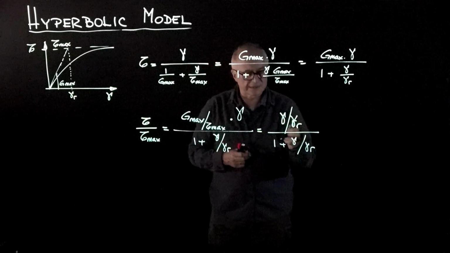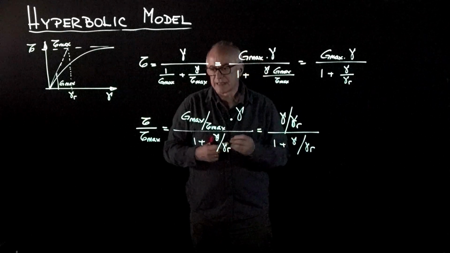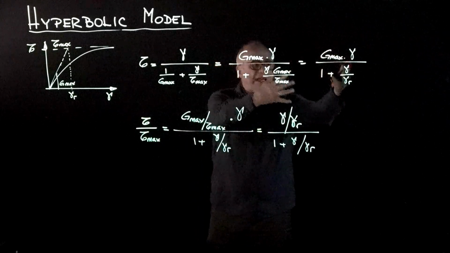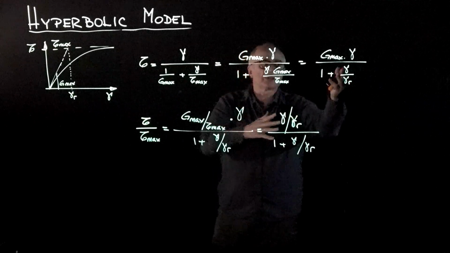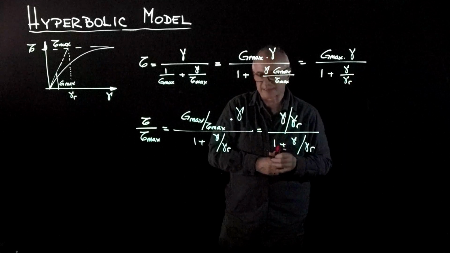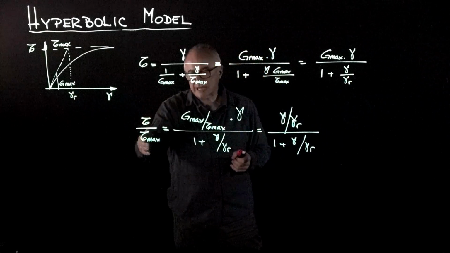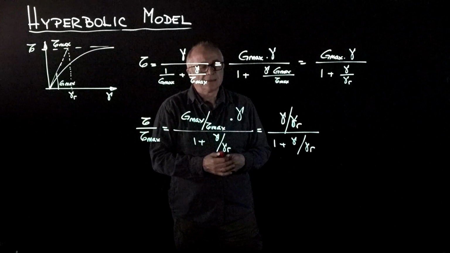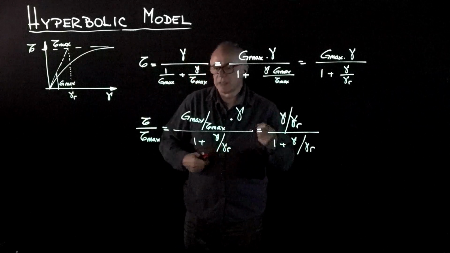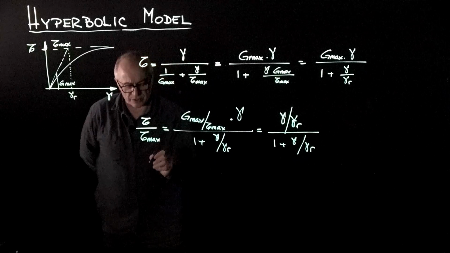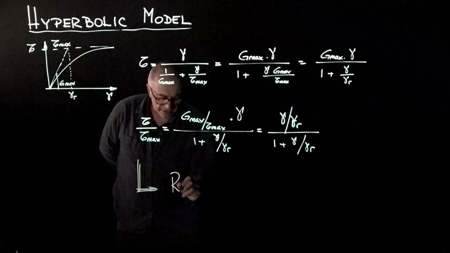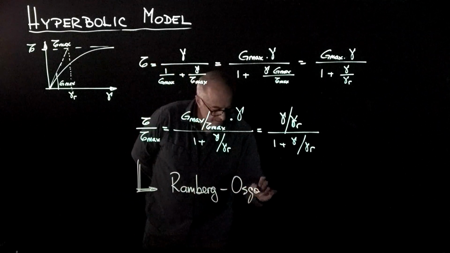And I can solve for the ratio between gamma and gamma reference, and express it in terms of tau over tau max. Therefore, I can rewrite the hyperbolic formulation not in terms of the relative strain level with respect to the reference strain level, but in terms of tau over tau max. Furthermore, I can generalize the hyperbolic model. Now it will be expressed in terms of tau over tau max, and you will see that this leads to the Ramberg-Osgood model.